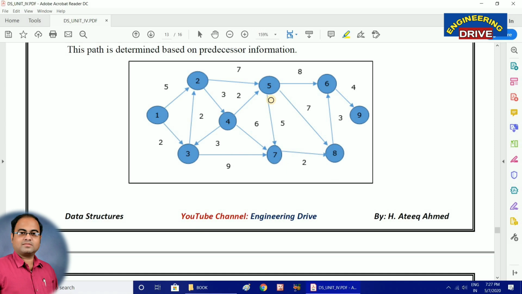Okay, sir, what is the meaning of shortest path? Let me tell you, my dear students, shortest path is nothing but traveling from source to destination by the minimum cost method. What is the meaning of minimum cost? You can see that to travel from vertex 1 to vertex 3, the cost associated with this edge is 3. To travel from vertex 3 to vertex 7, the cost associated is 9.